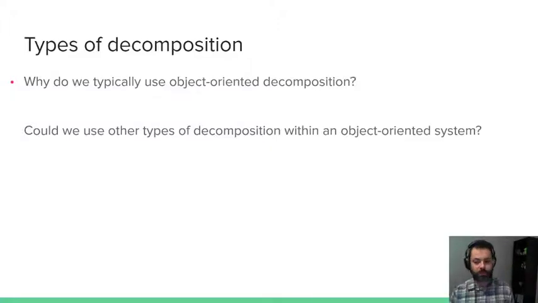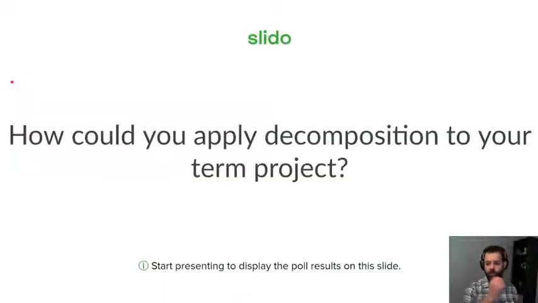Can you use other types of decomposition in an object-oriented system? Absolutely. Right, so we talked about functional, which is kind of more of a procedural type of decomposition, right? But like was said here, it could relate in there, right? It could be related to the operations and the functions in your classes. It could be focusing on data-driven, which doesn't care if it's procedural or not. So absolutely we can use them.